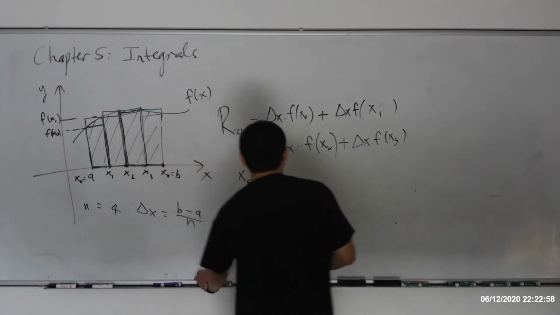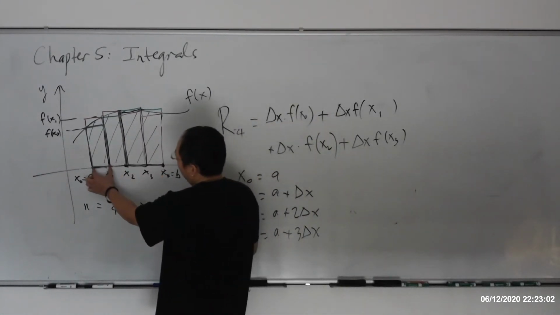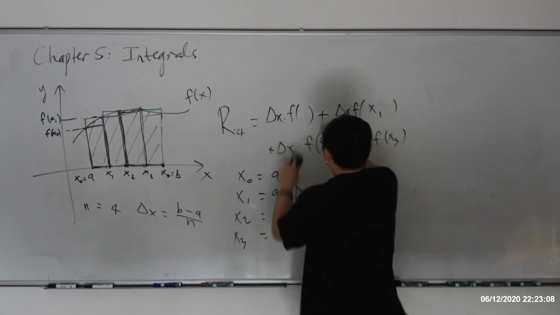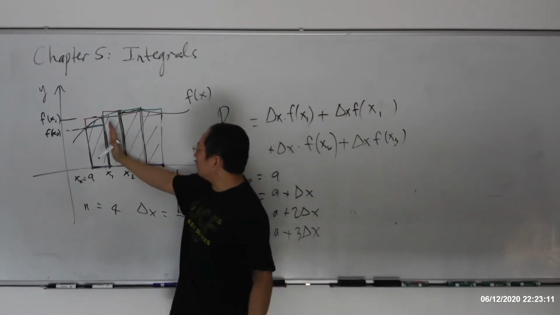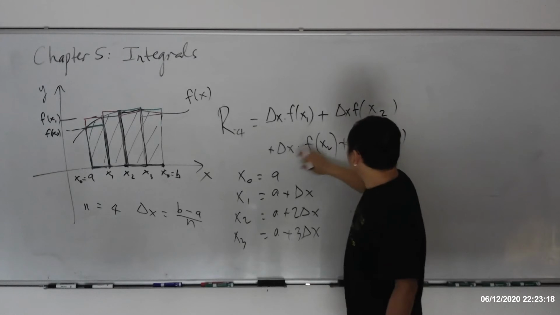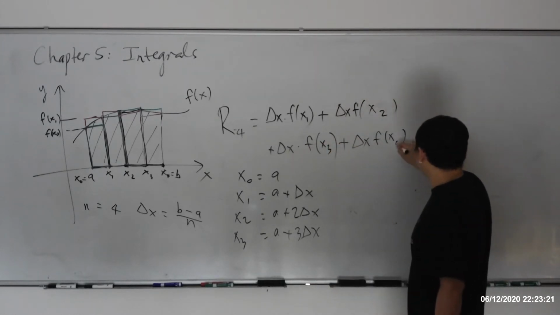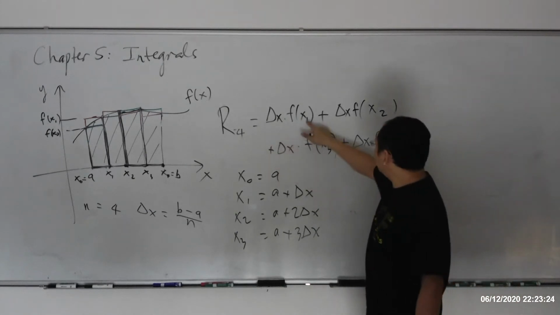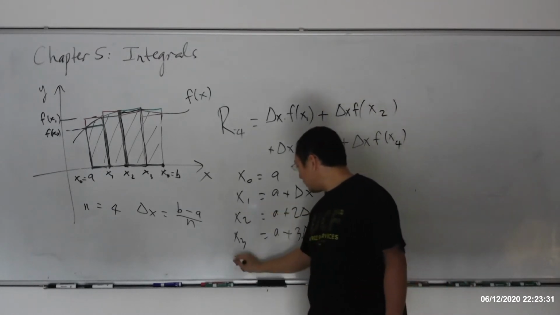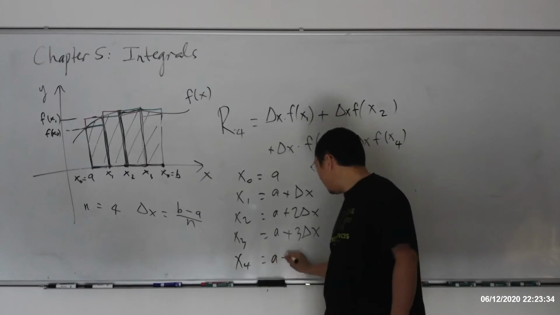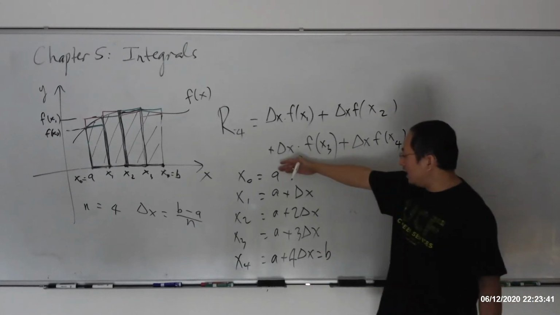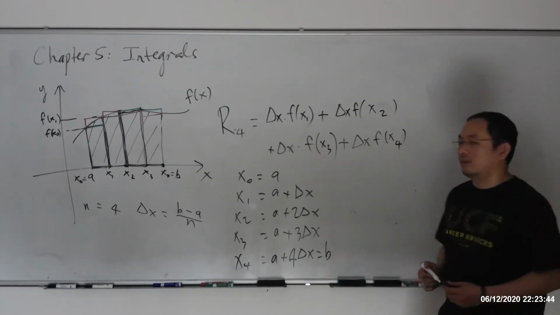So R4 is what? Delta x, which is the width right here, not times f of x0 anymore. The first one is going to be times f of x1, because this x1 is the right bar for the first column. And then similarly, delta x and f of x2, delta x and f of x3 for the third column, and delta x and f of x4 for the fourth column. So for the left, we start with 0, 1, 2, 3. For the right approximation, we do 1, 2, 3, 4. And I got x3 right here, so x4 is b, which is a plus 4 delta x, which is b. Okay? So we don't use a anymore, we use from x1 all the way to x4. And we have a different approximation.